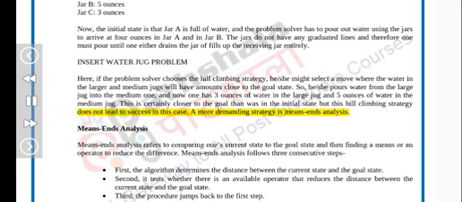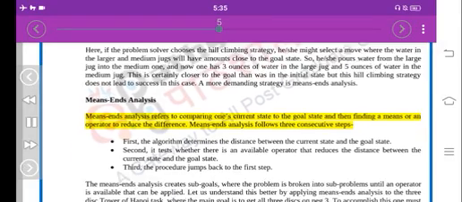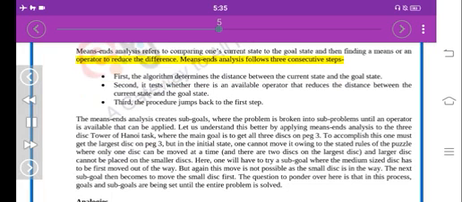A more demanding strategy is means ends analysis. Means ends analysis refers to comparing one's current state to the goal state and then finding a means or an operator to reduce the difference. Means ends analysis follows 3 consecutive steps. First, the algorithm determines the distance between the current state and the goal state. Second, it tests whether there is an available operator that reduces the distance between the current state and the goal state. Third, the procedure jumps back to the first step.